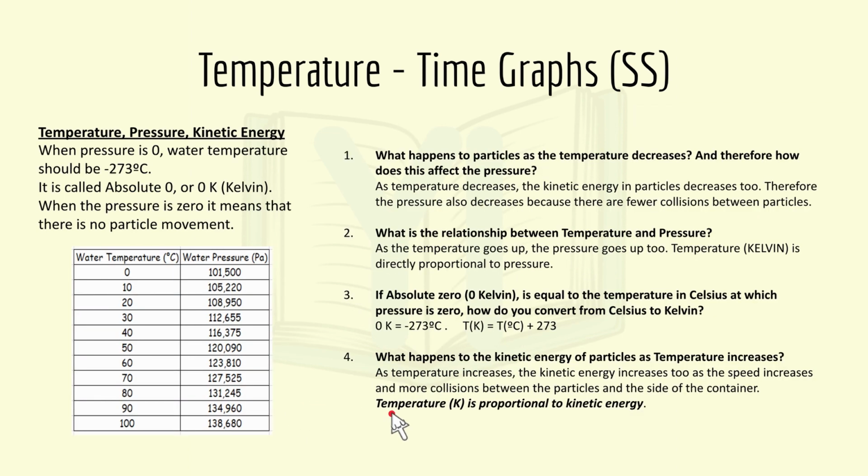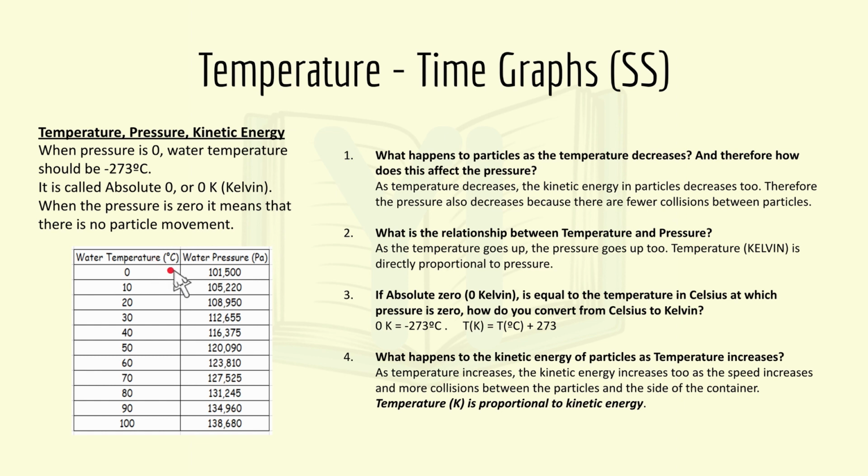So here's temperature time graphs again. So here's temperature, pressure, and kinetic energy. When the pressure is 0, the water temperature should be minus 273 degrees Celsius, and it's called absolute 0 or 0 Kelvin. And when the pressure is 0, it means that there's no particle movement.